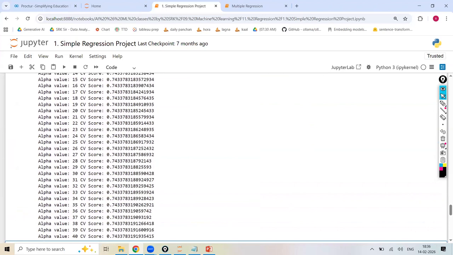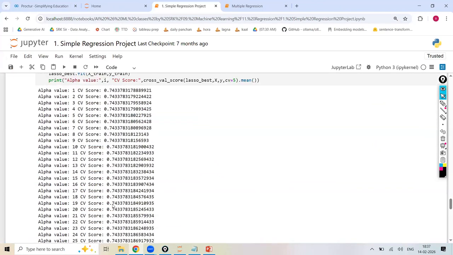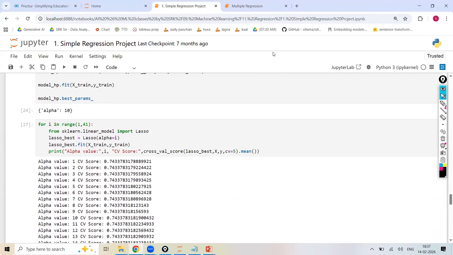In the theoretical class, I clearly told you that the effect of alpha is similar to ridge. As the alpha increases, the slope of the regression has to reduce. Now, as the alpha increases, the model becomes less sensitive and it will be almost flat. There will be no difference. So when there is no difference, this is the problem. For this kind of data sets, you no need to apply the lasso regression. That is the meaning. Point is clear?